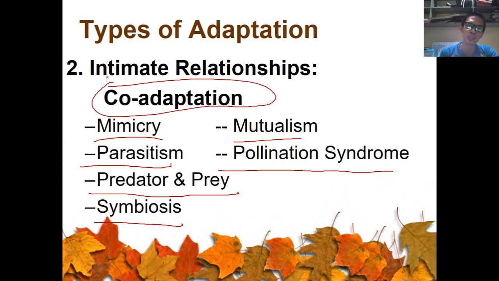So why is it co-adaptation? It came from the word co, meaning cooperative adaptation. So if one survived, the other one survived. If one didn't survive, then the other one will die as well. So this is the second type of adaptation.